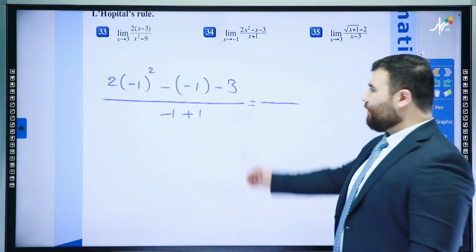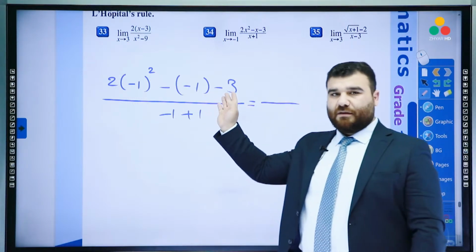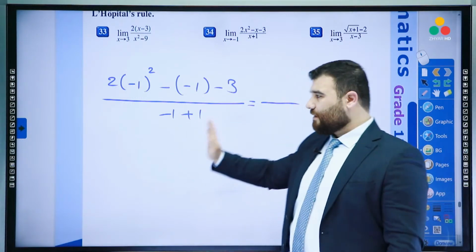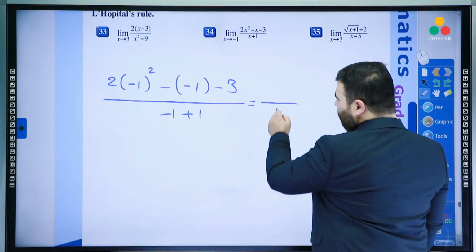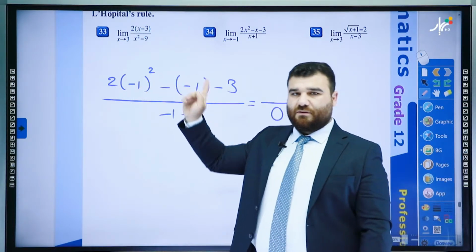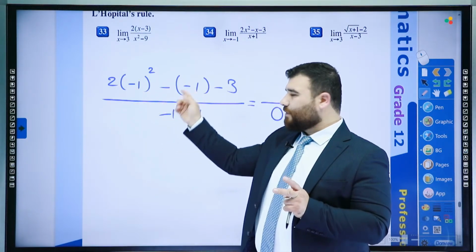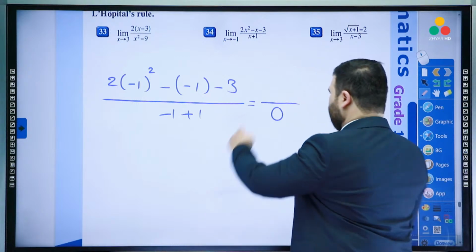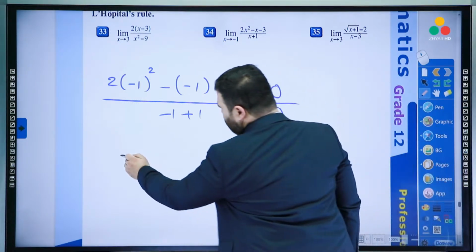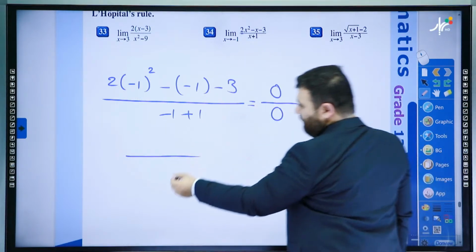Now, you can do this step by calculator. And in the calculator, don't do it all together. Do up alone, write the answer. Do down alone, write the answer. Then at the end, you see the answer. Negative 1 plus 1 is 0. That's clear. Here, negative 1 power 2 is 1. 1 times 2 is 2. Minus minus is plus, so 2 plus 1 is 3. 3 minus 3 is 0. Now, since it's 0 over 0, I can use L'Hopital's rule. L'Hopital is the derivative of up. The derivative of this term is 4x.